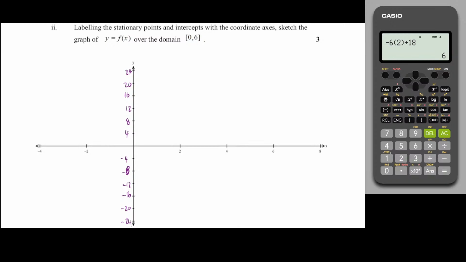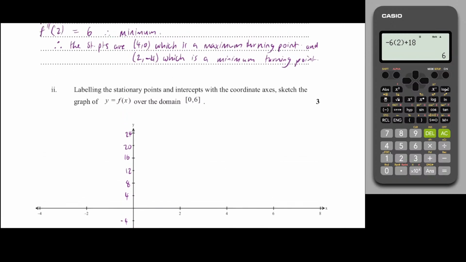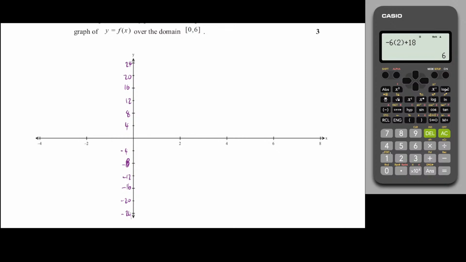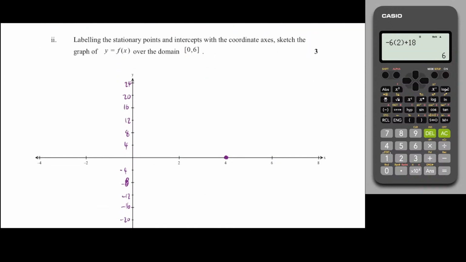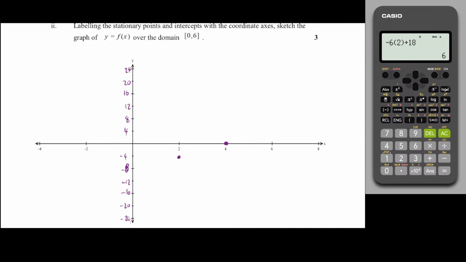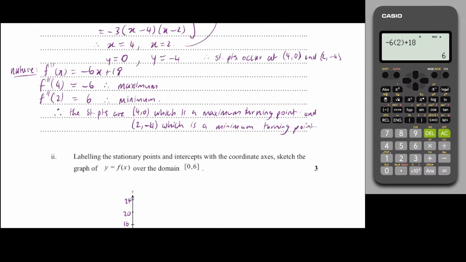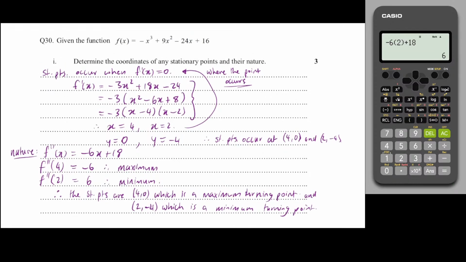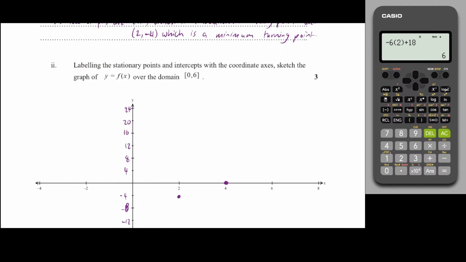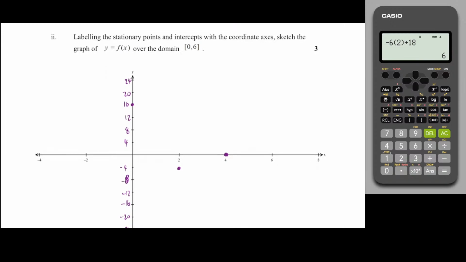Anyway, so let's substitute these points in again. So we've got 4 zeros, so that's that point there. We've got the point 2, negative 4, which is down here. And we've got a y-intercept at 16, so that's going to be up here. Okay, so we know that this is a maximum here, so it's going to come down like that, and it's going to come down like that.